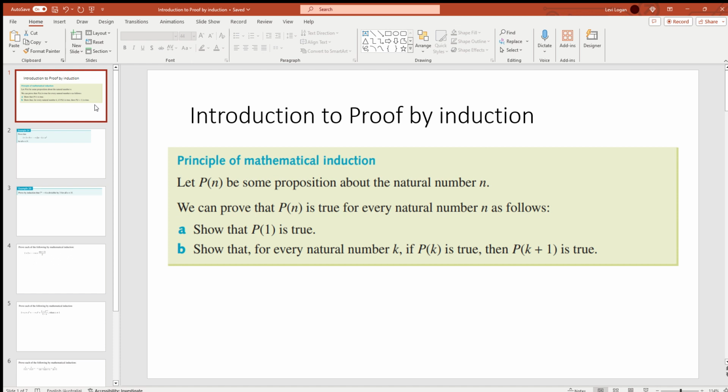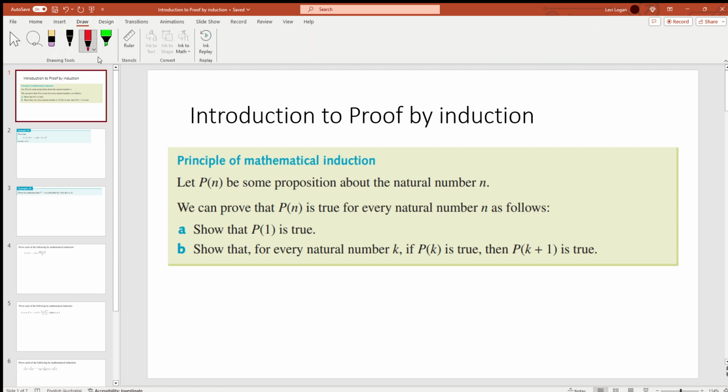Proof by induction pretty much means you have some formula where you have n, or whatever letter they're using, and you prove the left hand side equals the right hand side. The way you do it is a step-by-step process. Step 1, you prove it's true for n equals 1, then you assume it's true and let n equal k, and then you show it's true for k plus 1.